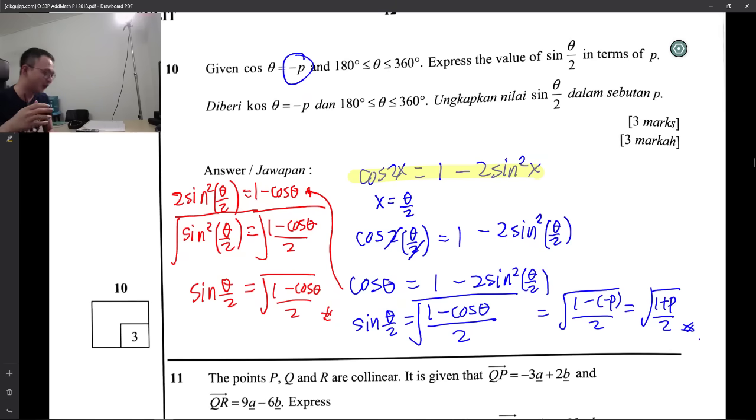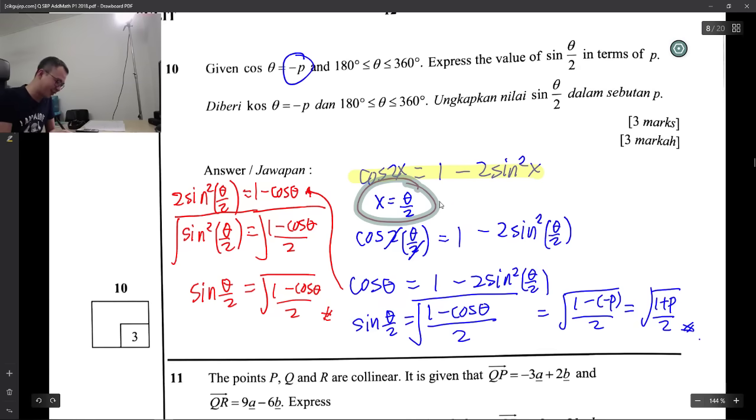Okay, so one of the very important keys is, in order to make it half angle, you need to make x equal to theta over 2. Yeah, this is an important tip. Okay, so make sure you remember this tip. Then you should be fine.